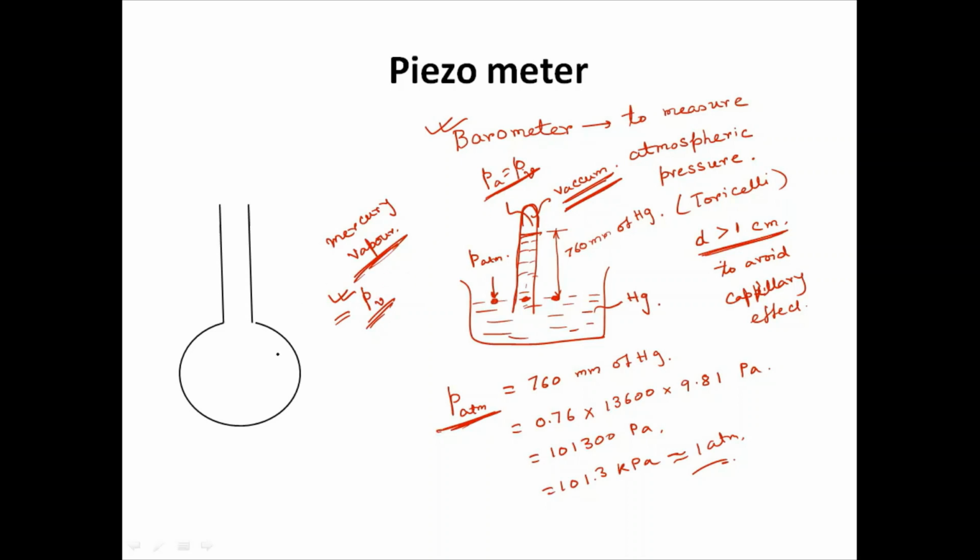If you write down the equation, the corrected equation comes this way: P atmospheric plus PV plus 760 into 13.6 into 9.8. In this way the equation will be established. It is very small, but it has to be considered. It is termed as an error here.